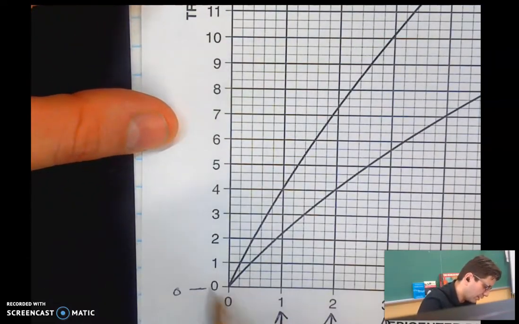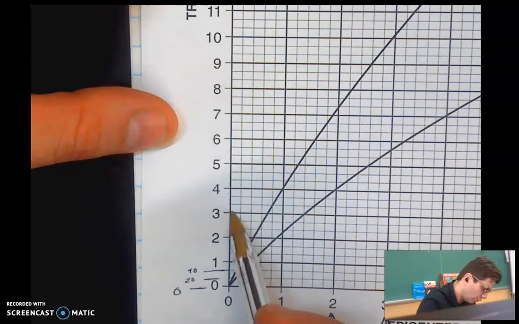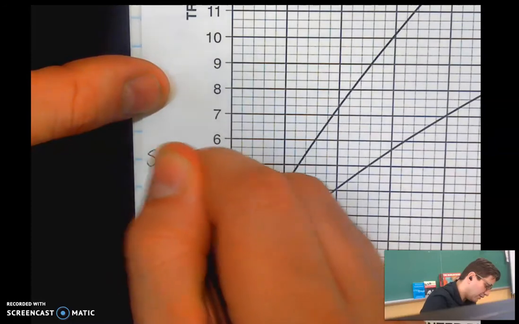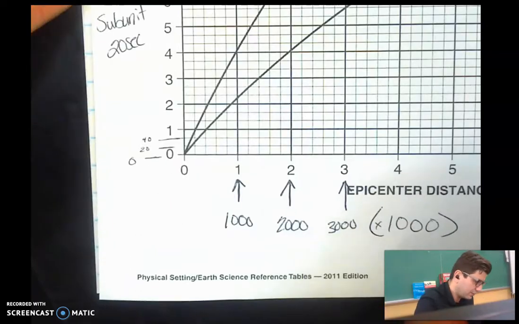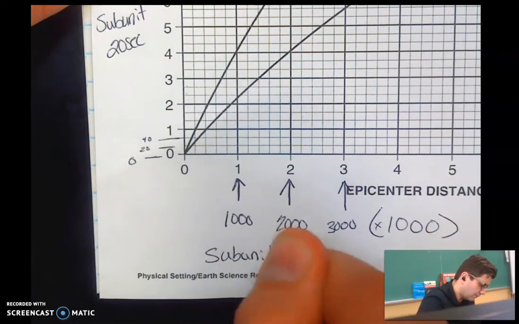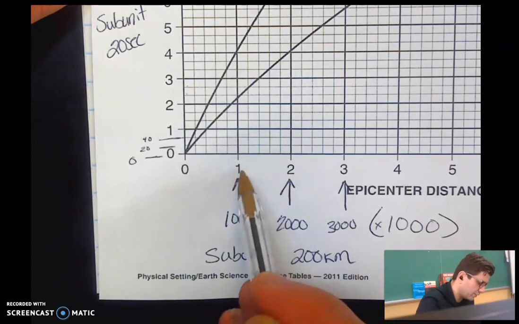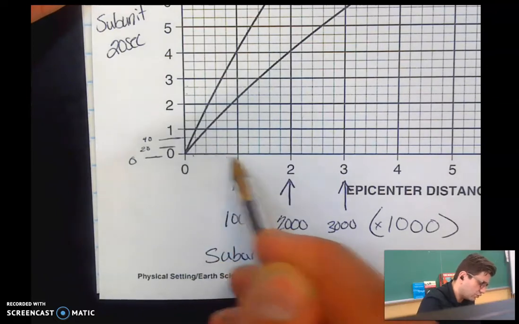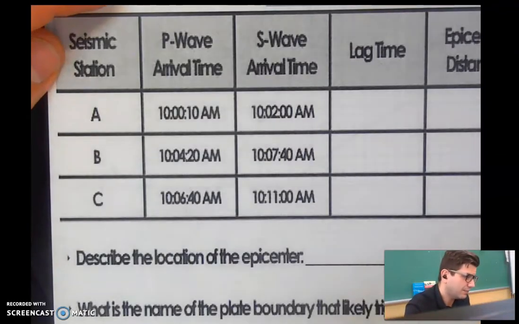So that would be 0. That would be 0 minutes and 20 seconds. That would be 0 minutes and 40 seconds. That would be 60 seconds, also known as 1 minute. So 120, 140, 2. 220, 240, 3. So I like to write on the side, subunit is 20 seconds. And then on the bottom, I like to write subunit is 200 kilometers. Because if you take a look here, if that's a 0, and that's 1,000, 200, 400, 600, 800, 1,000.